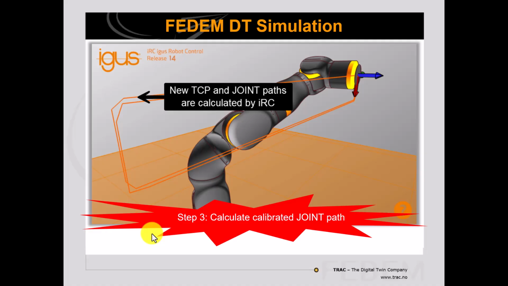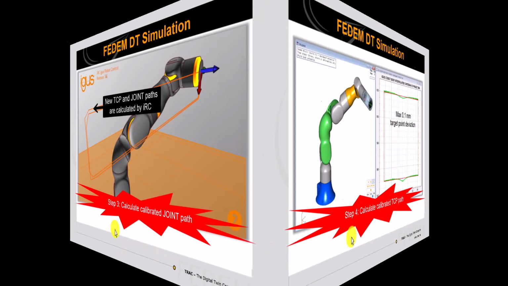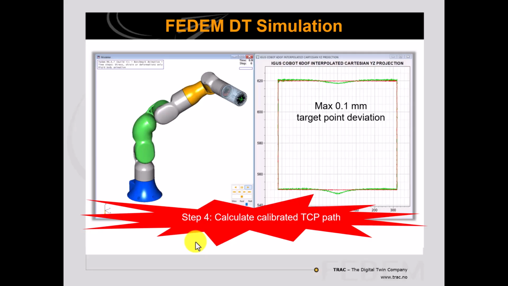Then the next step is to use the TCP deviations in the 4 target points calculated by FEDEM to update the TCP path in iRC, and then recalculate the joint path. The final step then is to use the calibrated joint path in FEDEM to document the improved accuracy. Or you can simply download the updated calibrated path to the real physical robot.